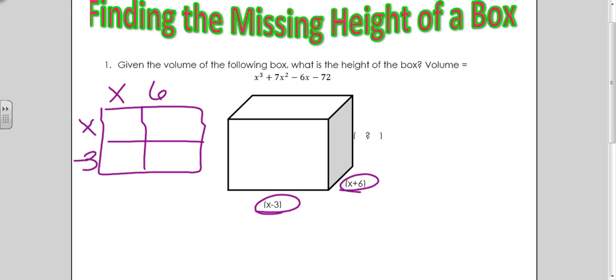So what we're going to do is fill in our box. X times x is x squared. X and 6 is 6x. Negative 3 and x is negative 3x. And negative 3 times 6 is negative 18.